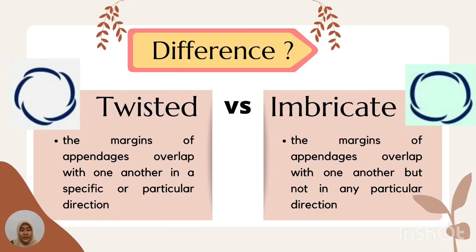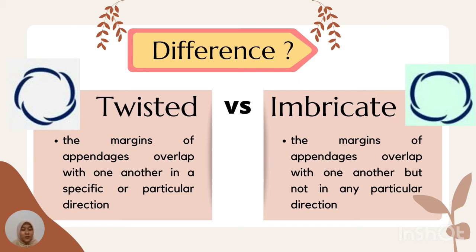Okay, so next. After learning about twisted and imbricate, we might think that twisted and imbricate aestivation look similar. Are they the same or different? So what is the difference? Actually, they are different from each other. For twisted, the margins of appendages overlap one another in a particular direction, but imbricate does not have any particular direction.